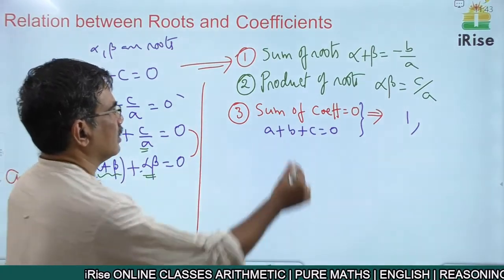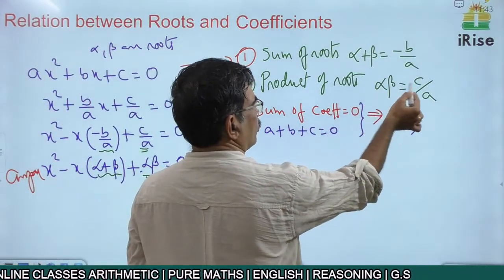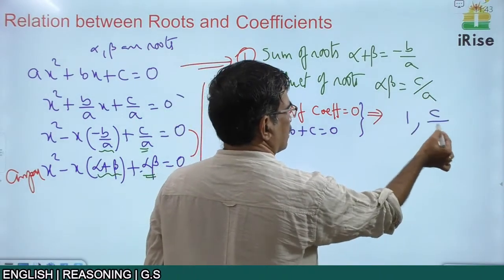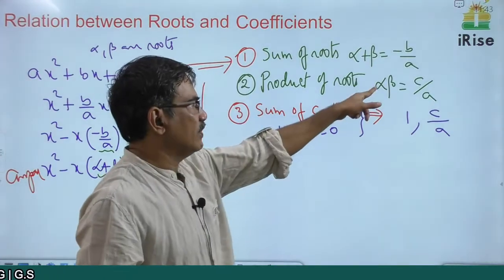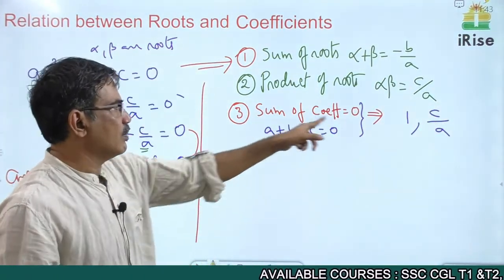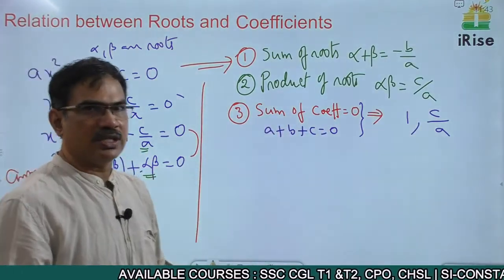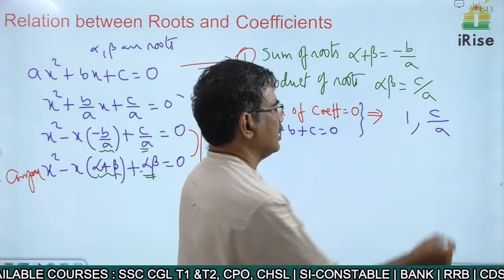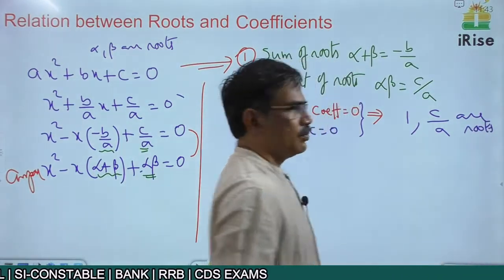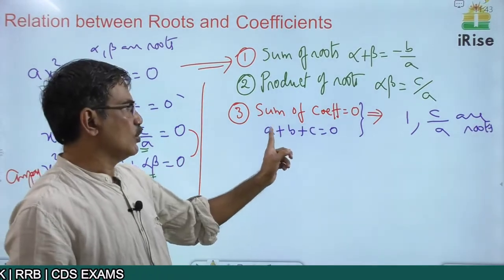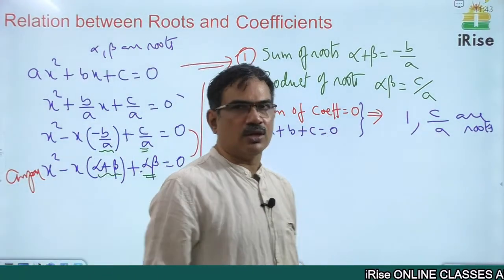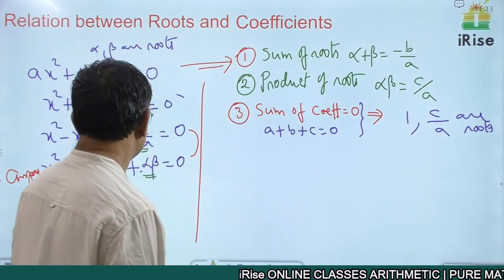And see this condition, alpha into beta is equal to c by a. Let one root be 1. What is the second root? The second root is nothing but c by a. If alpha is equal to 1, then beta is equal to c by a. So therefore, if the sum of coefficients is equal to 0, we say that 1 comma c by a are roots. Very, very important point. If the sum of coefficients is equal to 0 in the quadratic equation, then 1 comma c by a are roots. I want to give a simple example also.